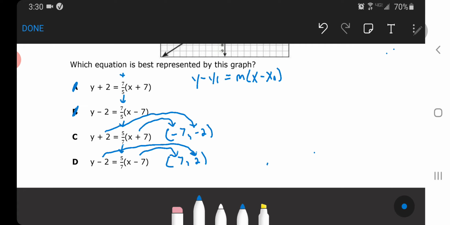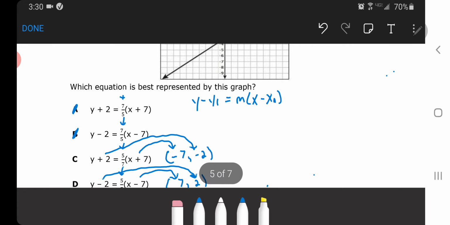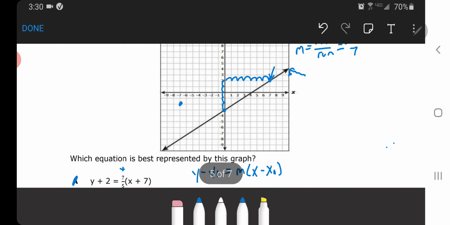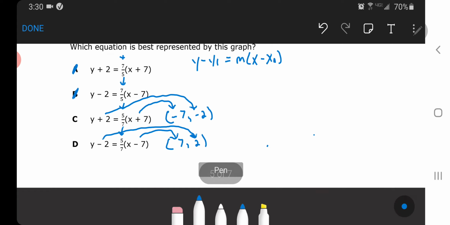All right, so let's go see if these points actually exist. So negative 7, negative 2. Well, I can clearly see my graph does not run through that point. So C doesn't look like a good option. What about D? 7, comma 2. Well, 7, 2. Well, right there. My graph clearly exists at that point right there. So that can represent one of the equations in point slope form. So D is our correct answer choice. Okay, moving on.